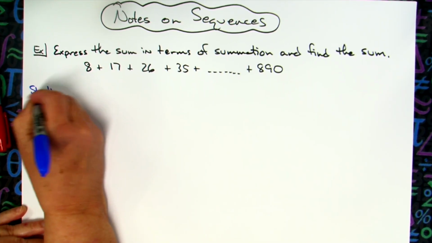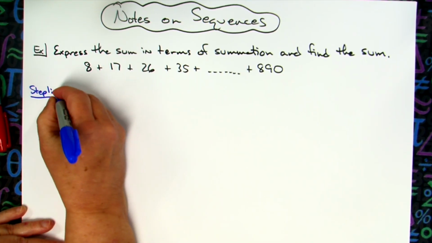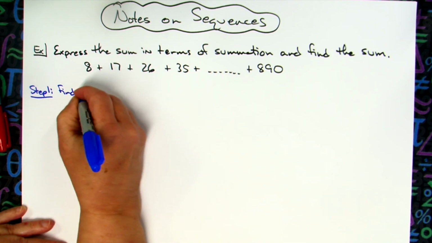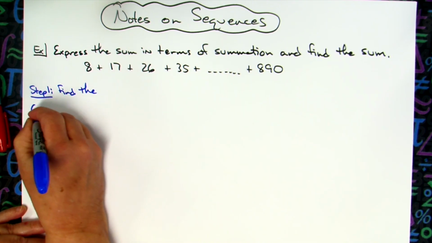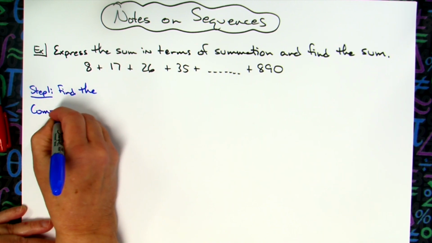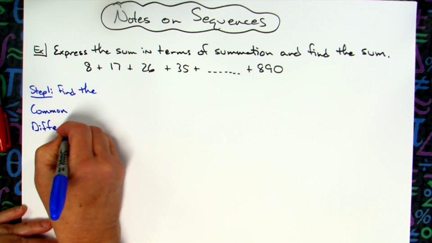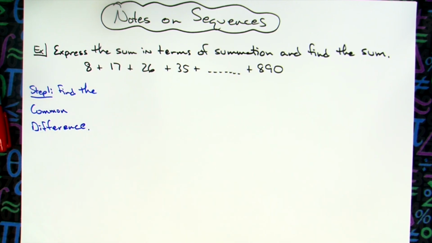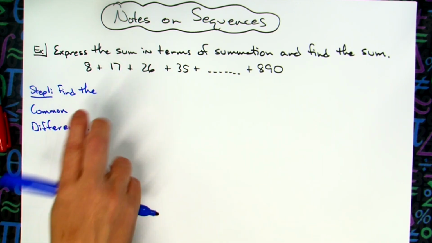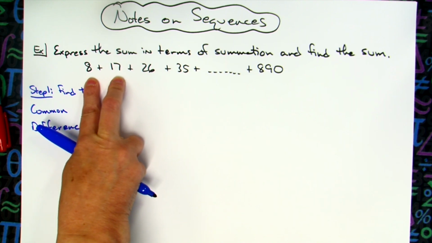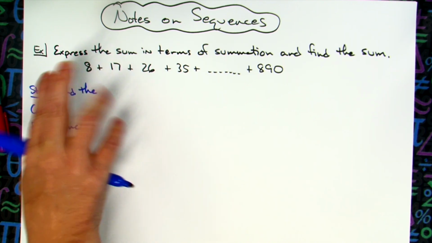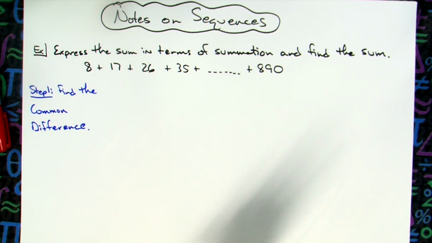Step 1, what we're going to do is find the common difference. In other words, write that out in words so that you all have it. Find the common difference. You're going to figure out what the difference is between these two numbers. What do I have to add to each number to get the next one?